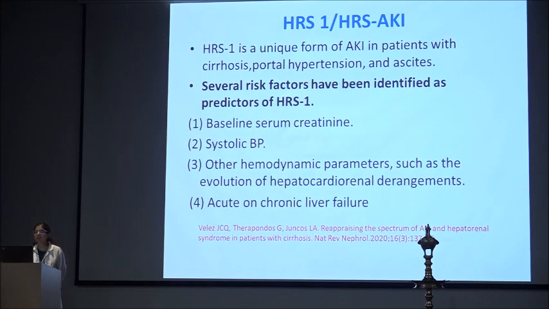So HRS is a unique form of AKI in patients with cirrhosis, portal hypertension, and ascites. Several risk factors have been identified as predictors of HRS, like higher baseline creatinine. It is said that patients who have a creatinine of more than 5 have a predictor of non-reversibility of HRS. Lower systolic blood pressure, other hemodynamic parameters such as evolution of hepatocardiorenal derangements, and ACLF patients.